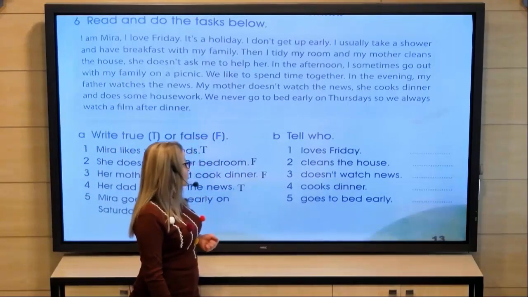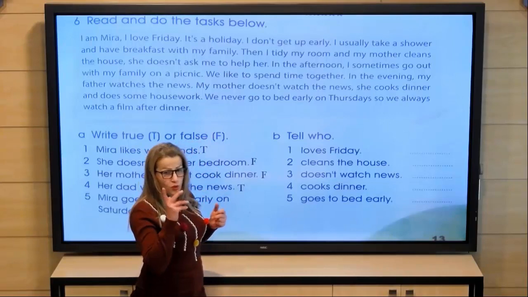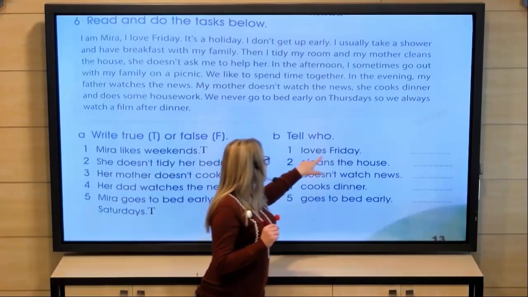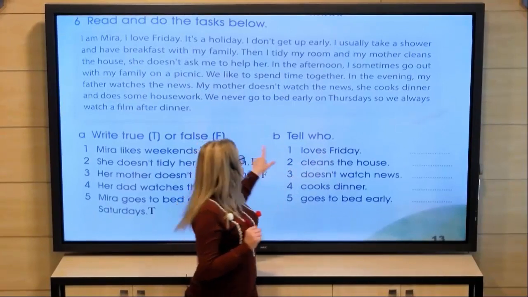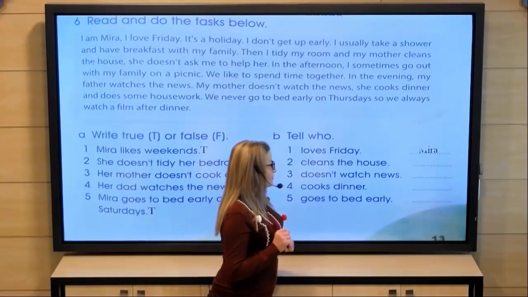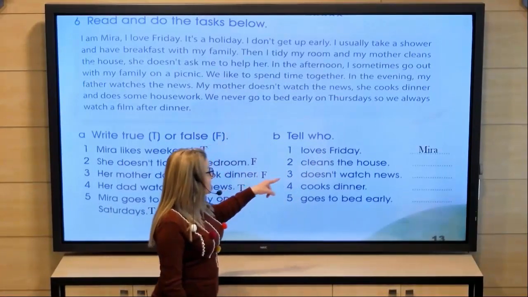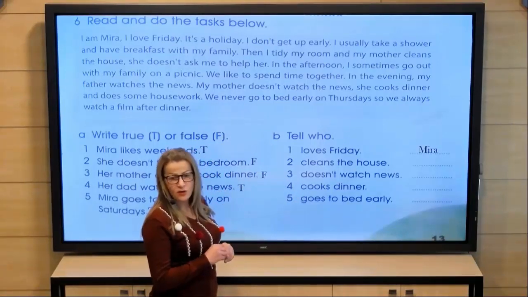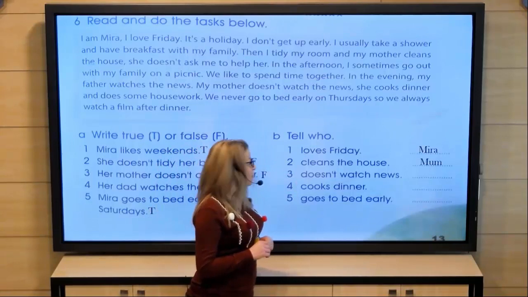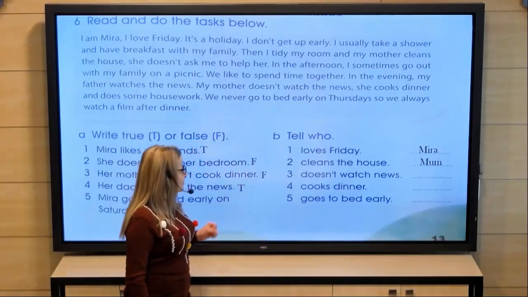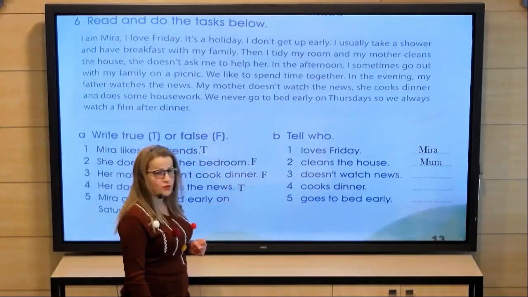Now the second task, in our question B. Tell who? The first one, loves Friday. Who loves Friday? Surely she is Mira. Two, cleans the house. Who cleans the house? It's surely her mom. Mom cleans the house.